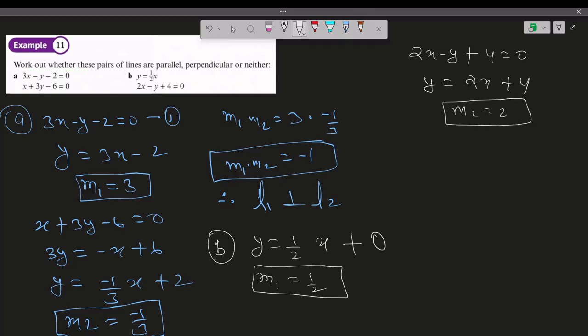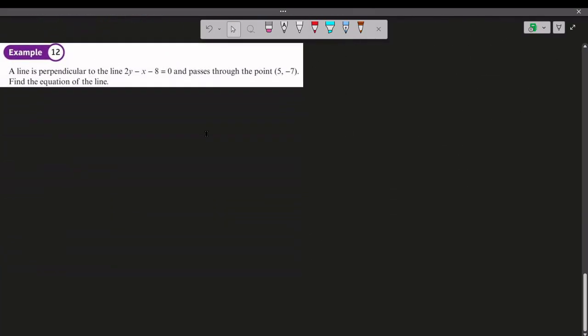What do you think? Are they the same? No. So the lines are not parallel. Are they perpendicular, like m1 into m2 equals minus 1? If you multiply 1 by 2 into 2, will you get minus 1? No, we will get 1 only. So they are not perpendicular also. So here, neither case: neither parallel nor perpendicular. Yes, line 2 is neither parallel nor perpendicular.